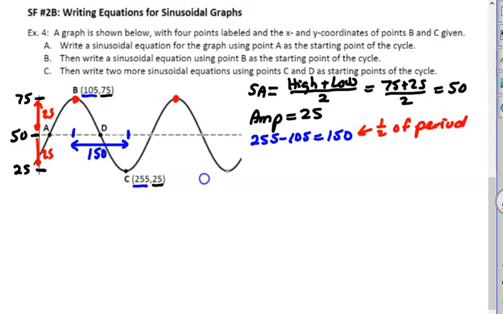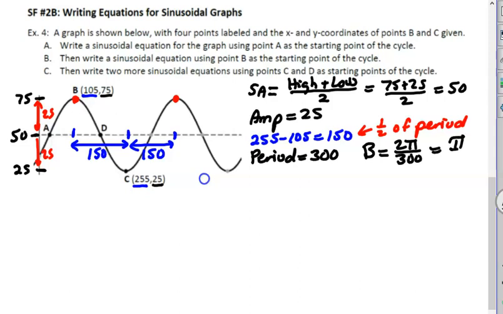If I wanted to go the rest of the way to the end of the cosine cycle, I would have to go another 150. So I know that the period is equal to 300. So the period equals 300. Let's go ahead and figure out the b for the equation. The b is going to be then 2 pi divided by the period, or pi over 150. So there's the b in the equation. So we have 3 of our 4 numbers.